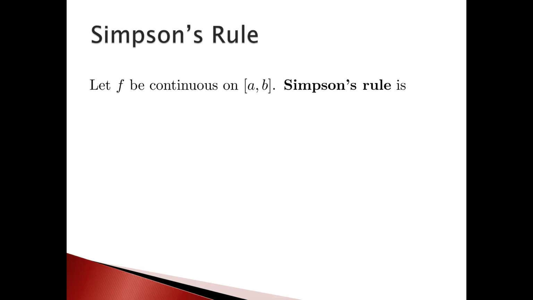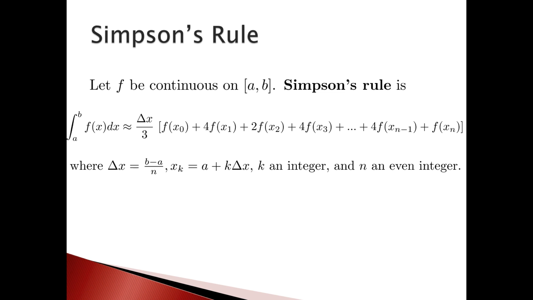Suppose you have a continuous function, then Simpson's rule for approximating the integral looks like this. You would get delta x divided by 3 times, and then you evaluate f at the different endpoints. But there's this odd pattern of coefficients in front of the f. So you'd have f of x0, then 4 times f of x1, then 2 times f of x2, then back to 4 again times f of x3. And it'll alternate with 4, 2, 4, 2, 4, 2, 4, 2, except that you don't get any extra numbers in front of the first and the last endpoint, x0 and xn.